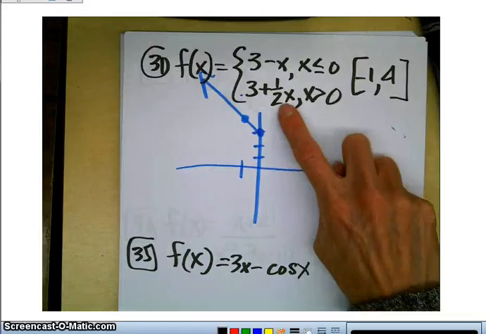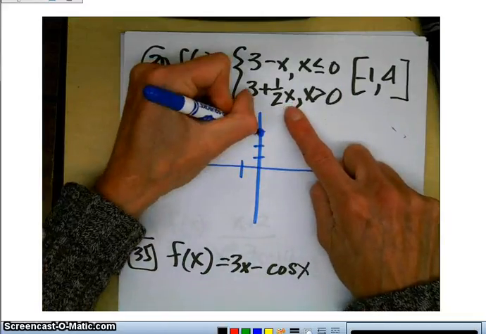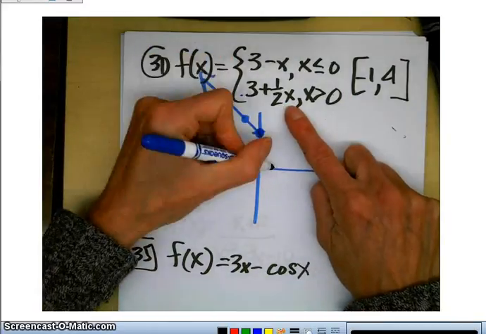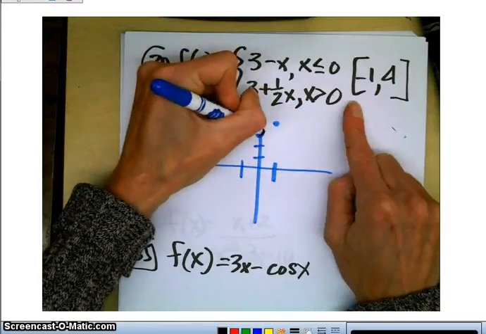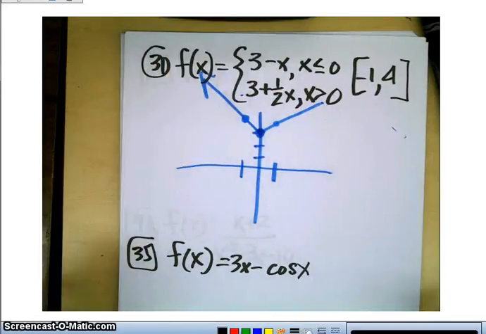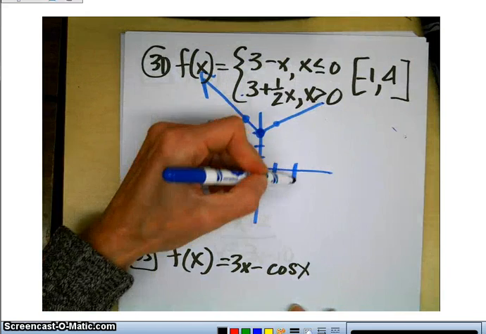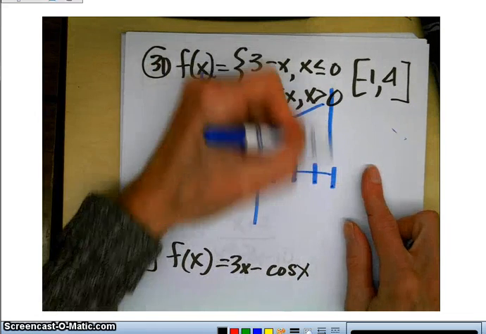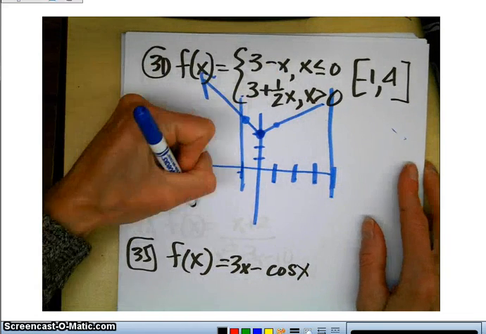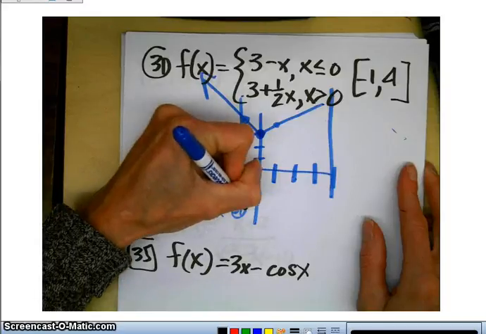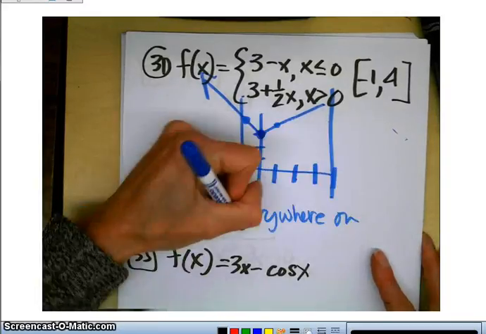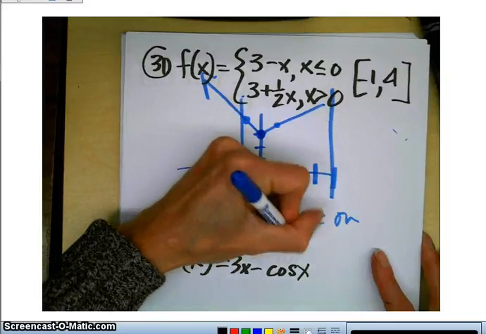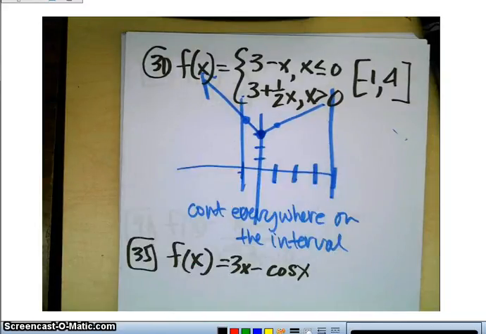Over here, when I plug 0 in, I also get 3, so it closes it in. And then when I put 1 in, I get 3.5. So it's just going to slant a little less. So between -1 and 4, is that going to be continuous? Yeah, it is. It's continuous everywhere on the interval. So being able to graph is an excellent skill to have.